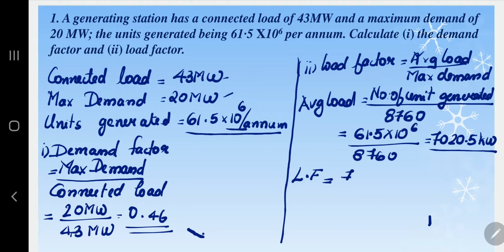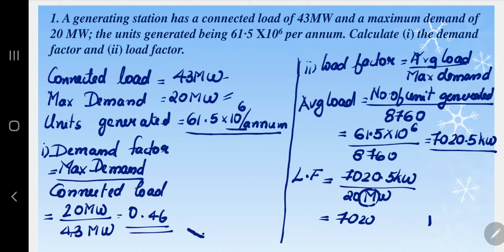Average load is found out as 7020.5 kilowatts, divided by the maximum demand, which is given in the question as 20 megawatt. Here you have to note that the units in the numerator and the denominator are different. In the numerator it is kilowatt and in the denominator it is megawatt. So you have to convert both into equal units. Either you can convert everything into watts, or if you are thorough with unit conversion, you can just convert megawatt into kilowatt by multiplying with 10 raised to 3.